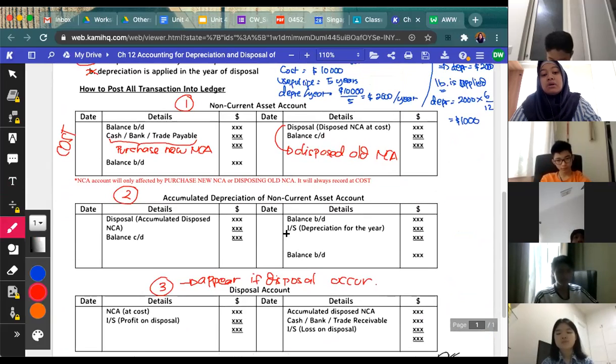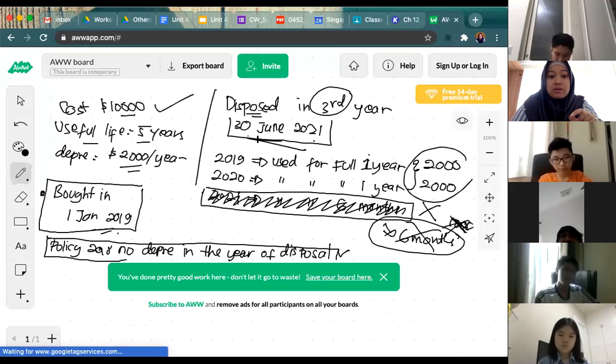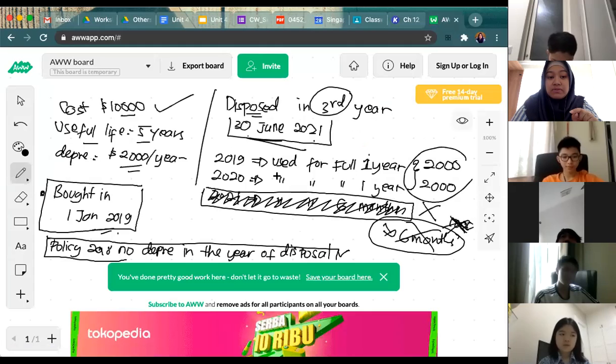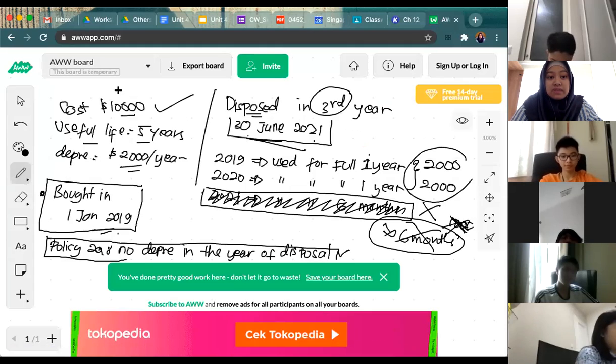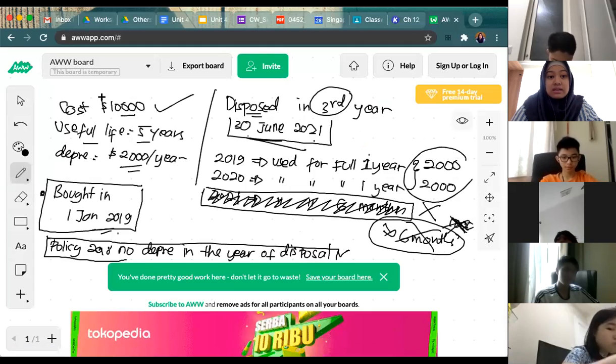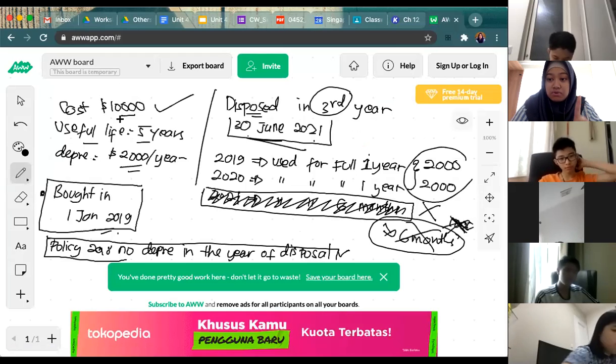Next, accumulated depreciation will be decreased if there is a disposal. Now, the disposal that is stated inside the accumulated depreciation account is the accumulated depreciation of the disposed asset. So, if I go back to our example over here, the cost of 10,000, yeah, this is the cost of the disposed asset.